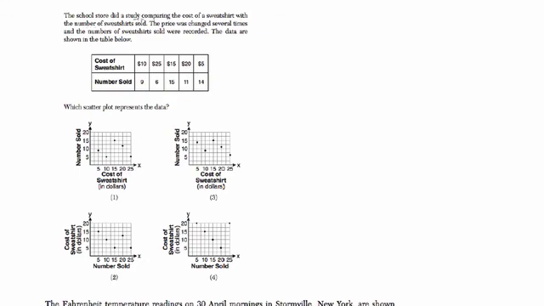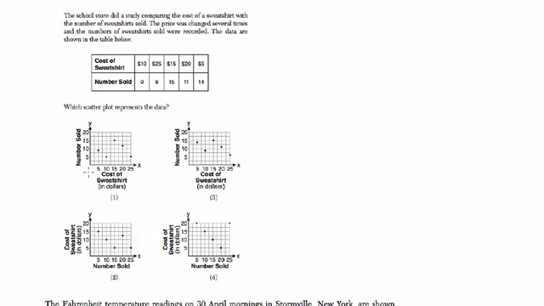The school store did a study comparing the cost of sweatshirts with the number of sweatshirts sold. The price was changed several times, and the number of sweatshirts sold was recorded. Okay, so they're adjusting the price to sell more sweaters, and we want this to match this. So as the price of sweatshirts goes up, they sell less. That makes sense.